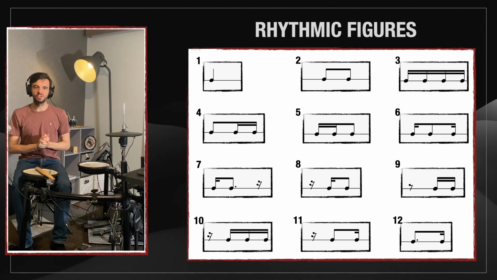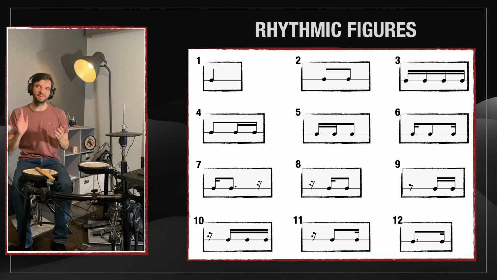So this is what we're gonna do today. I have a list of 12 rhythmic figures. So you can see they're all based off the quarter note, the eighth note, and the 16th note. I'm gonna leave the triplets for another time. And of course, there's other figures I could have picked, but I like these.